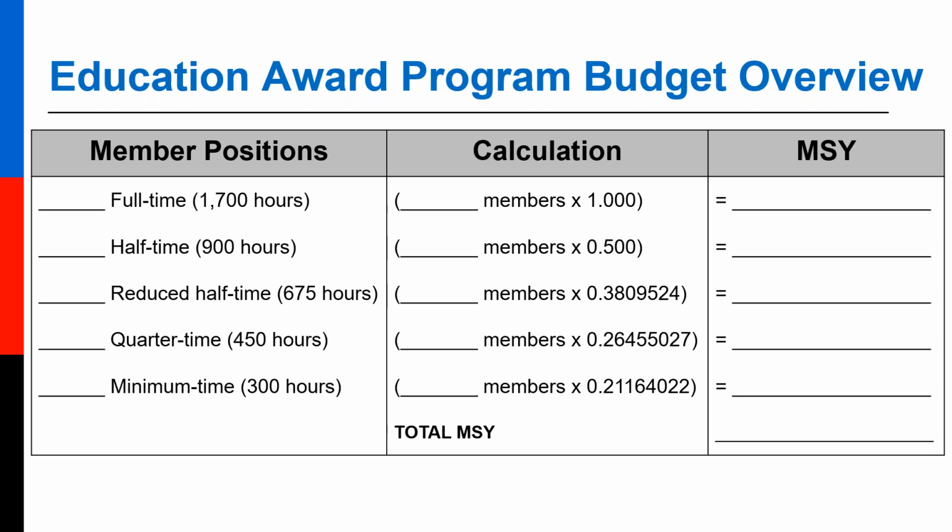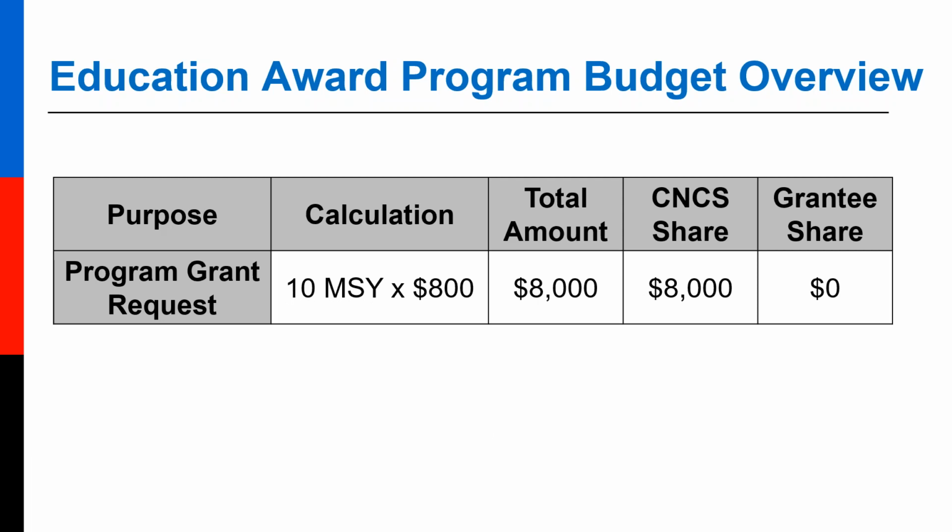So this is the member position chart that you would complete to calculate the total number of MSYs. And this example illustrates a program that is requesting 10 MSYs. And as a reminder, for education award programs, programs may only request up to $800 per MSY. So the total amount requested would be $8,000, all listed under the CNCS share, and the grantee share would be left blank.